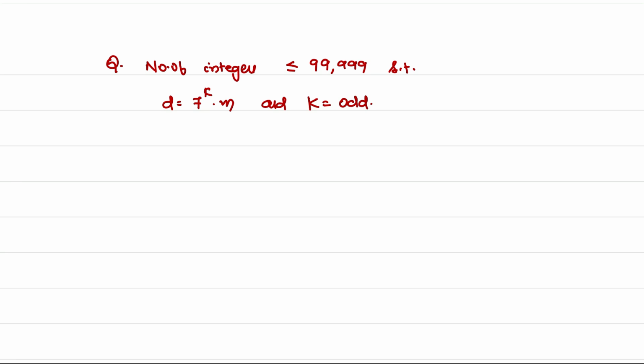Now, in this particular set, we have to count the number of elements in the set. The number of elements in a set is its cardinality. We have to find the number of elements in the set such that this particular condition is fulfilled. Now, we will go for the solution if you have understood the question.